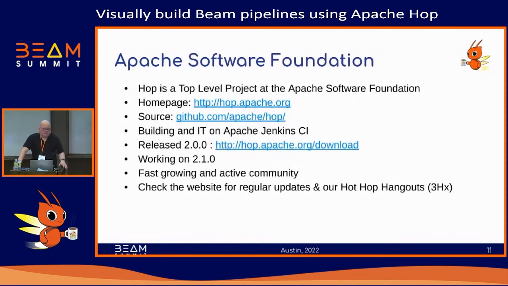we've become a top level project last year. We've done a bunch of releases. We have a homepage with version control documentation. We have integration tests running on Jenkins. So it's been a lot of work, right? And you can download release 2.0, which is our Java 11 release, from the downloads.